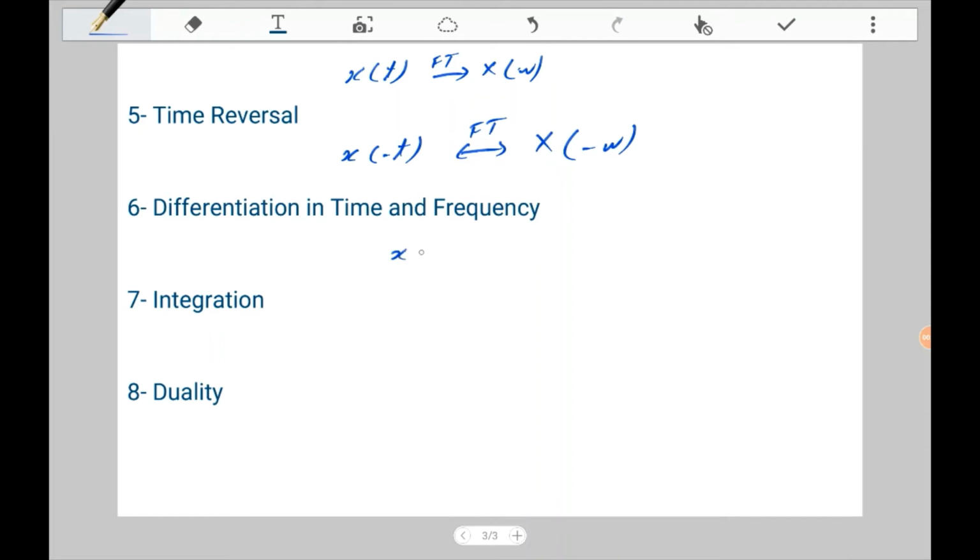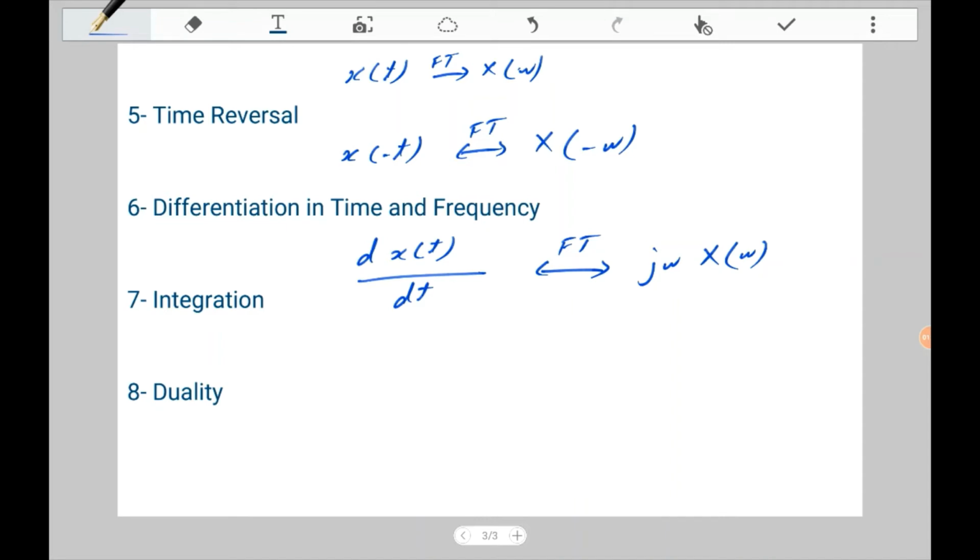If we differentiate our signal, let's say our signal is x of t and we differentiate it with respect to time, its Fourier transform will be j omega X of omega.